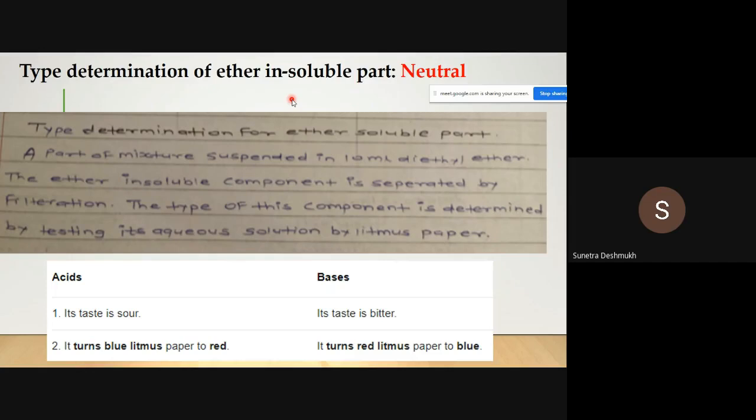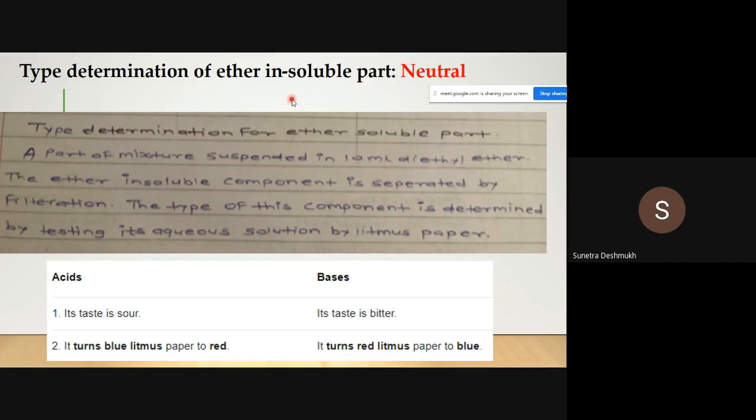First, in our hand we have the ether insoluble component, which is present on the filter paper. As it is ether insoluble, that compound is definitely soluble in water. So we have to dissolve some of that insoluble component from the filter paper in a small amount of water and check out the type of that particular component.